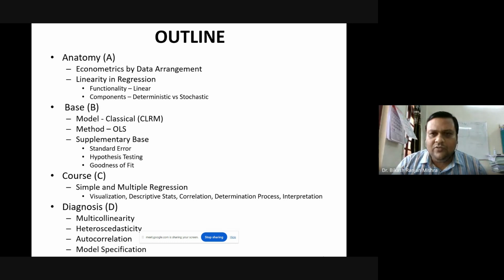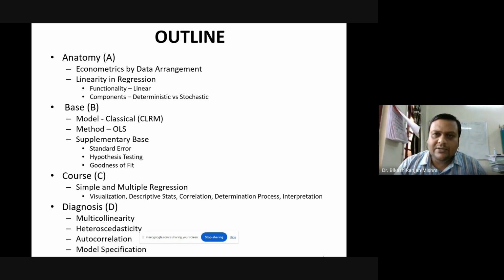Then going to the third phase of course, in the course, I will demonstrate with the help of MS Excel how to execute a simple regression, and how to execute multiple regression. By the way, what is the meaning of them, and how do you progress with it with respect to data visualization or descriptive statistics, then correlation, or then determination process, and how do you interpret whatever the results come out with the help of any software. Right now we are focusing on MS Excel. So whatever results come out, how do you interpret that?